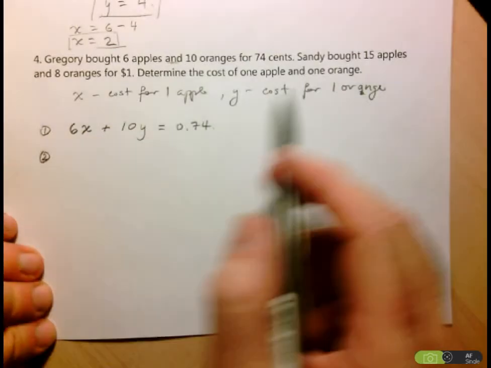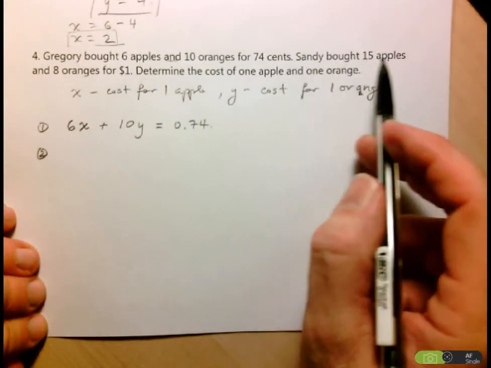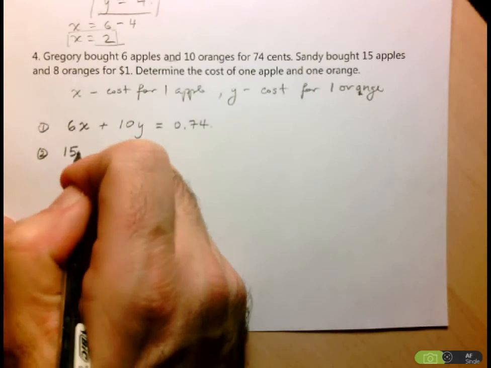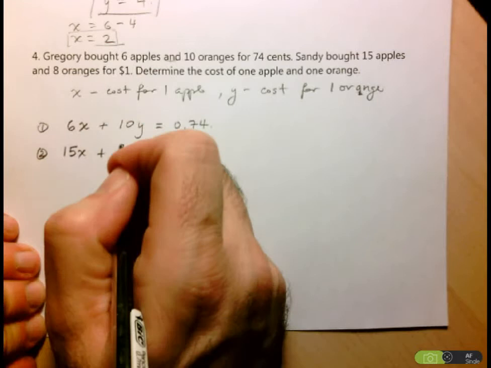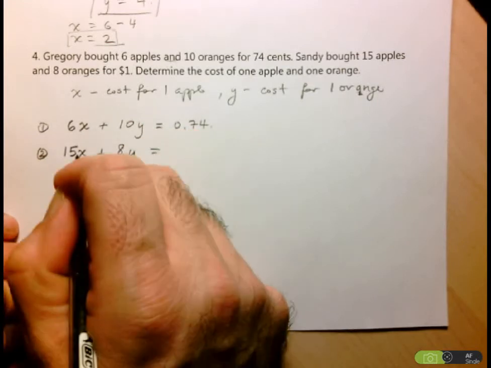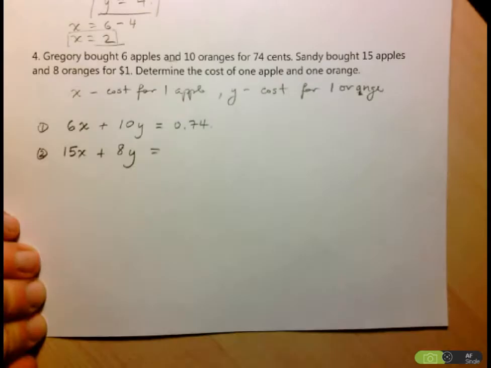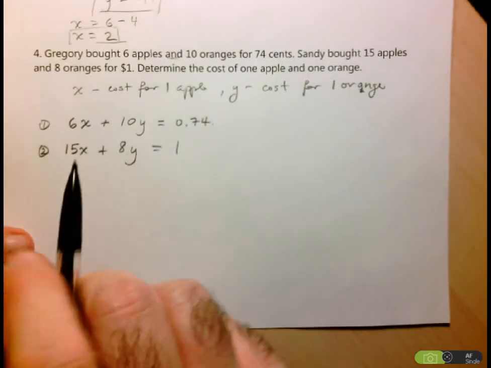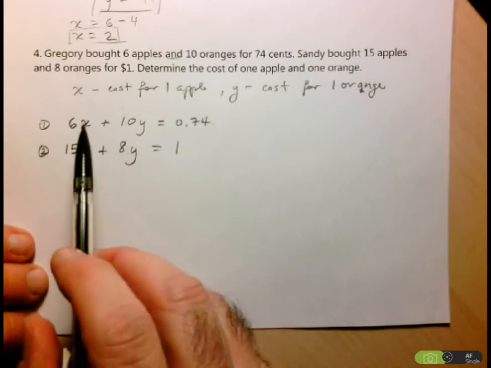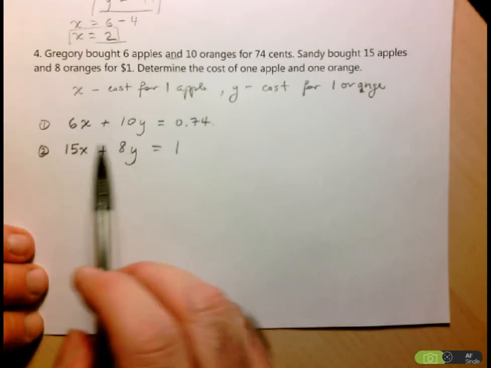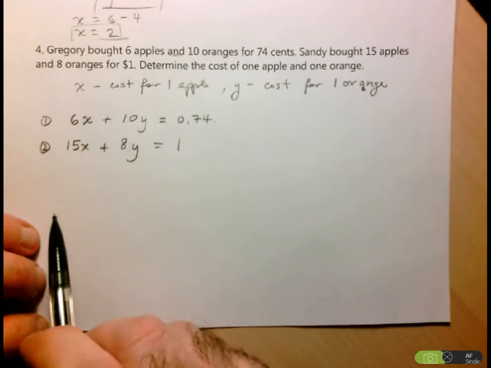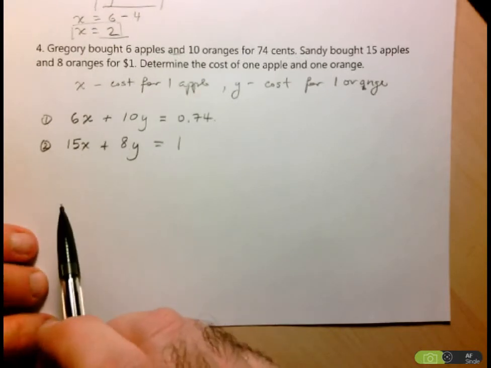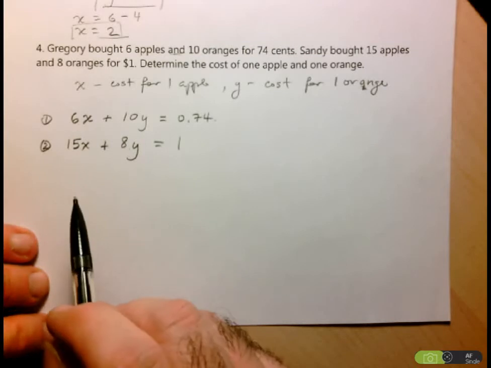Equation 2, let's go to the second sentence. Sandy bought 15 apples, so 15 times x, plus 8 oranges, 8 times y, and the total cost for both is $1. Okay. Now I'm going to solve this problem a little differently because none of the variables are particularly easy to solve for. So I'm going to use the other method for solving a system of equations, which is called elimination.